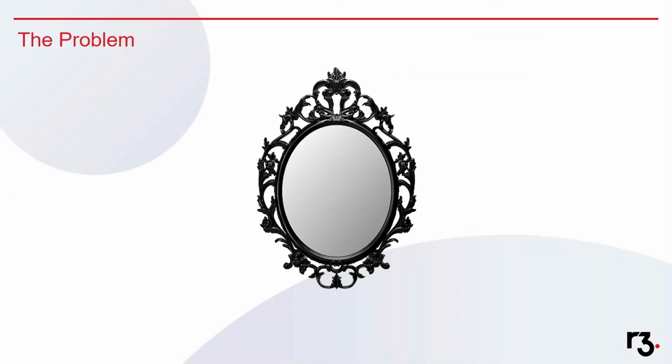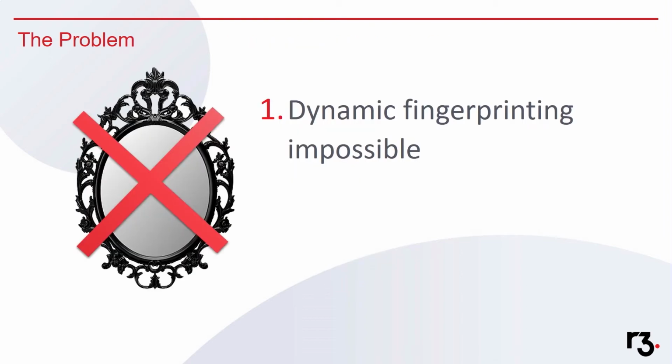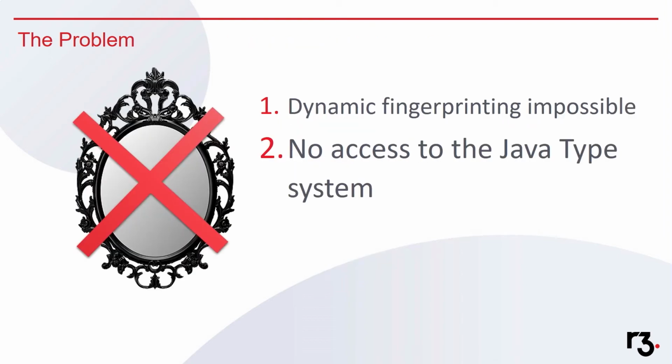So can anyone see what the problem with this is? That's right. If we're not running in a VM language, we have absolutely no runtime reflection. So we cannot do dynamic fingerprinting of types. If we don't have any access to the Java type system, then the fingerprint is going to be very difficult to look at.